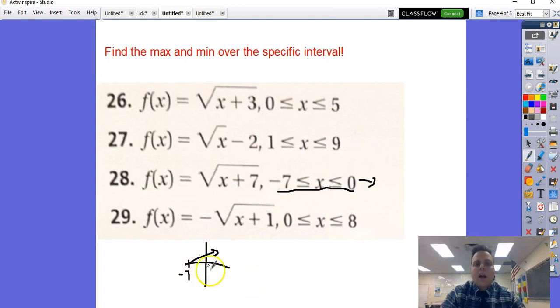Okay? So now when you're looking at that, you should think, well, I need to find the max y value and the minimum y value. Anytime it asks for a maximum or minimum, it's talking about y values. So you want to find the max y value and the min y value. So this plus 7 means I went to the left 7. So I moved myself over 7.